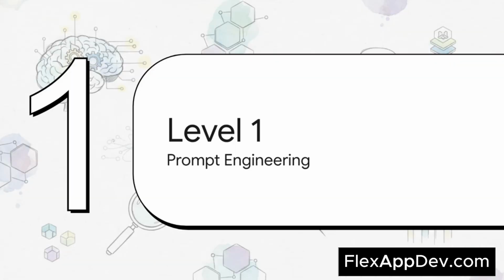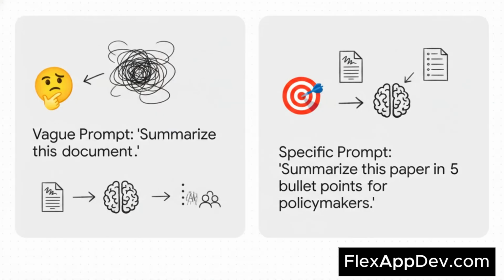So let's get into our first level up. And honestly, it's the most fundamental skill for getting more out of any AI, mastering the art and science of the prompt. I mean, the difference here is just night and day. A vague prompt gets you a vague, pretty much useless answer. But look what happens when you add specific context: who the audience is, the format you want, what to focus on. All of a sudden, you dramatically improve the quality of the output.